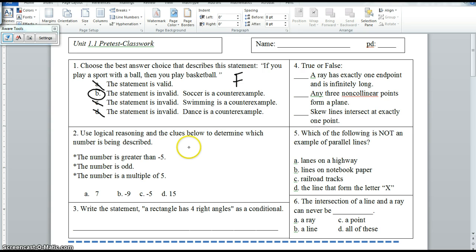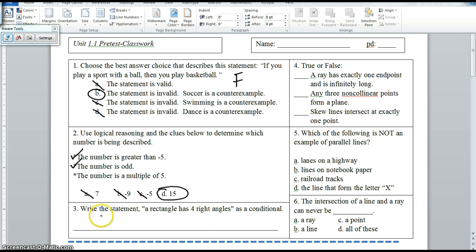Now, when we say use logical reasoning and the clues below to determine which number is being described. So step by step. The number is greater than -5. That's bigger than -5. That's smaller than -5. That is -5. And that's bigger than -5. When I say the number is odd, 7 is odd, 15 is odd. The number is a multiple of 5. 7 is not a multiple of 5. So this has to be my answer.